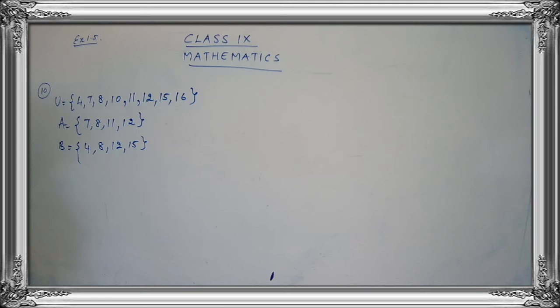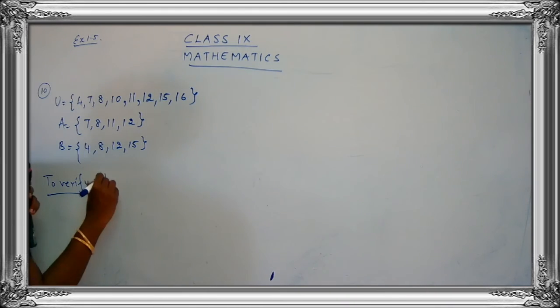Okay. And what is the question? You have to verify De Morgan's law for complementation. So this is the given part, the information given to you from the question. Now let's write down the verification part. Write down here, to verify. What are we going to verify? You are going to verify De Morgan's law for complementation.